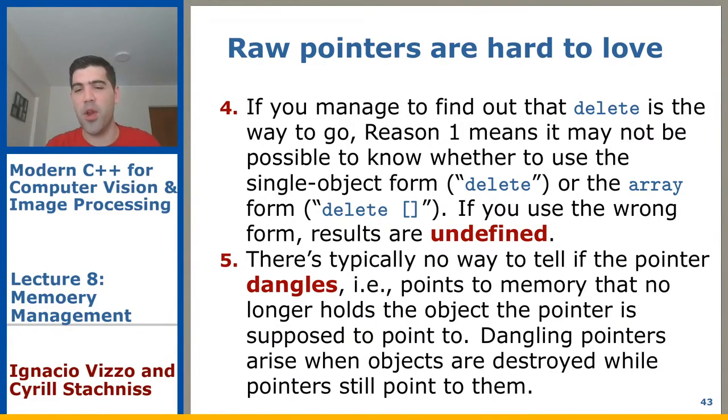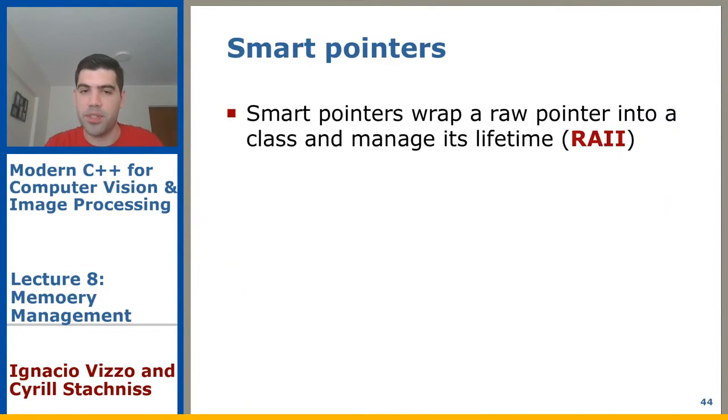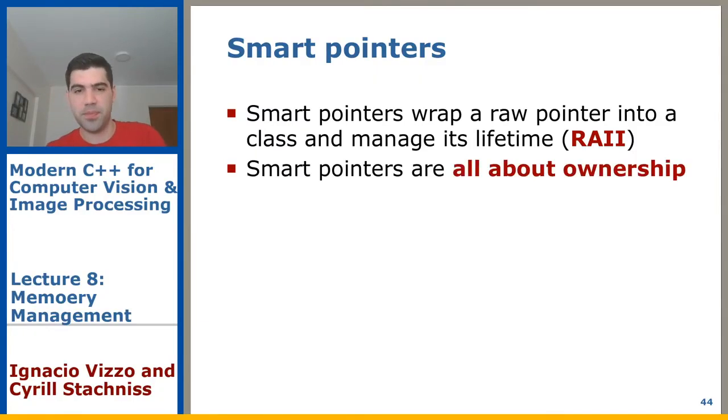And there is typically no way to tell if the pointer dangles. This means it points to memory that no longer holds the object, so we saw the dangling pointers. Dangling pointers arise when objects are destroyed while pointers still point to them, right? So we say we are C++ programmers, we can do much better than this. Smart pointers wrap a raw pointer, so there is a raw pointer underneath, of course, into a class and manage its lifetime with RAII, resource acquisition is initialization.